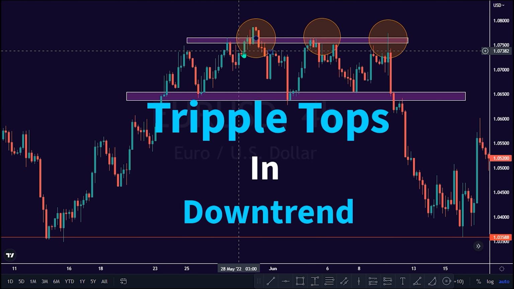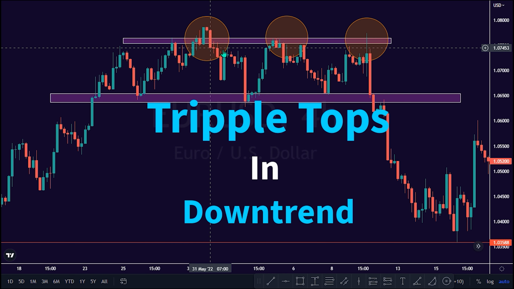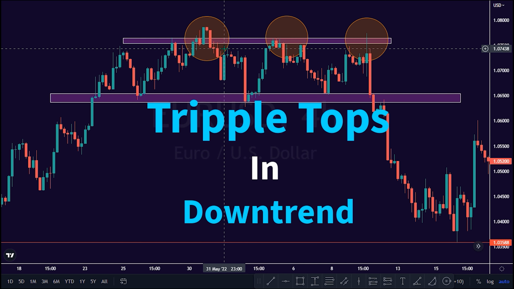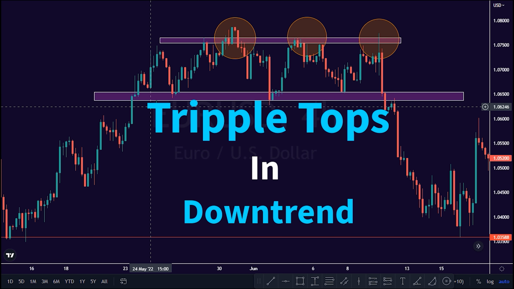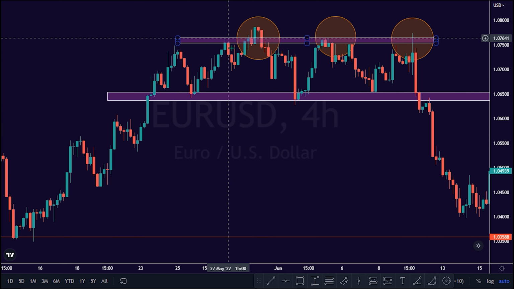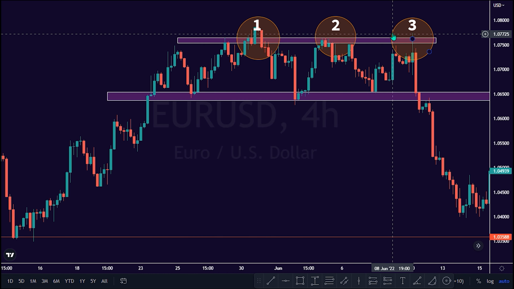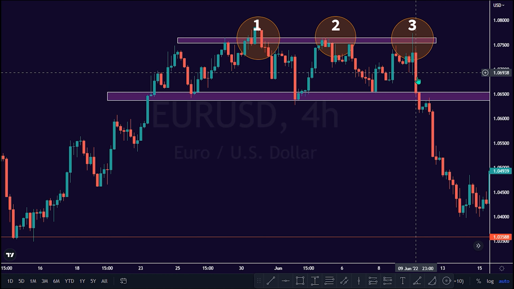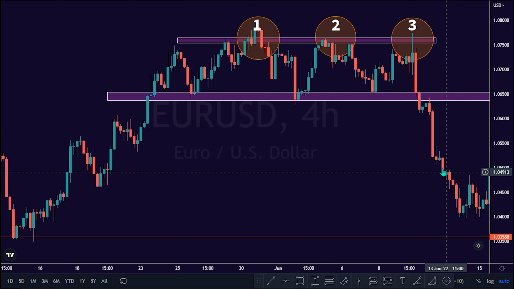The next long-term chart pattern on our list is the triple top chart pattern. The triple tops pattern is a reversal pattern formed after an extended bullish price movement, resulting in 3 swing highs. A triple tops pattern suggests bearish anticipation.